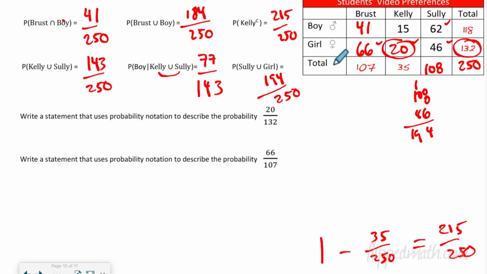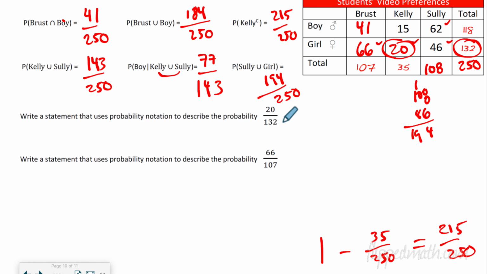Okay, so here's what I got after I've figured everything out. The only tricky one here, look at this one. The probability that the student was a boy given that they preferred Kelly or Sullivan. So out of all the students that prefer Kelly or Sullivan, that's a total of those two right there, 143. So then how many of those were boys? That would be the top number there, 77. So that's where that number came from.